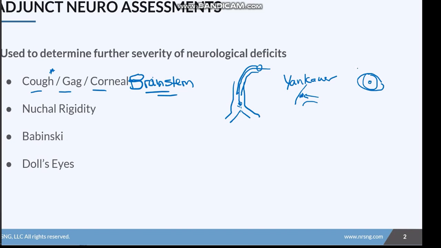So what you'll do is you'll take a wisp of a cotton swab or the end of a cotton-tipped applicator, and you'll just lightly touch it to their cornea, and they should blink. If they don't blink, that is a bad sign. Now, the other three assessments that we're going to look at quickly are nuchal rigidity, Babinski's reflex, and doll's eyes.